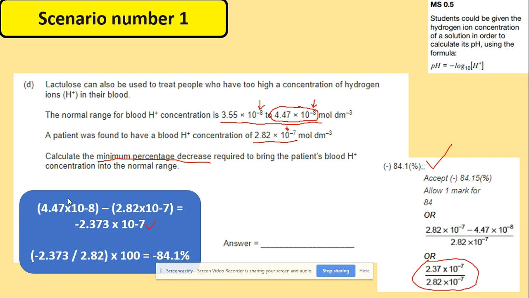So let's get going. And what's wrong with this here? Okay, so they obviously wanted the minimum percentage decrease, so the use of the standard form here is incorrect. So as I've shown you in my working out, you should start from there. That's the smaller number. That's what's going to give you that negative answer.